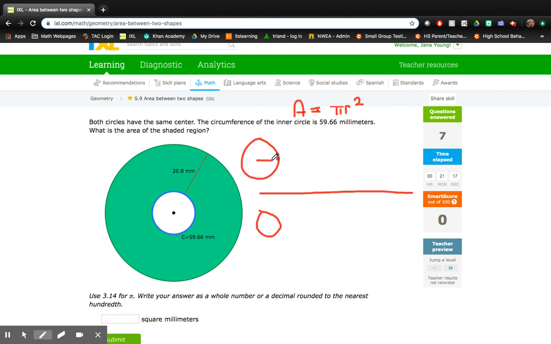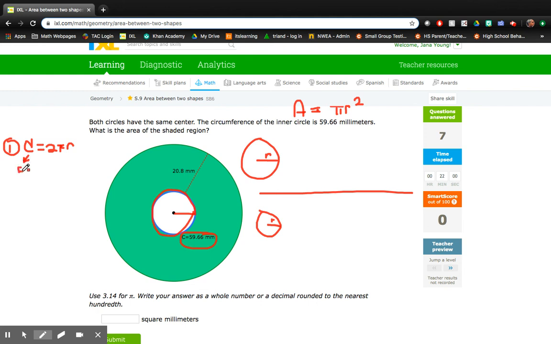And so my radius, my distance from the center to the edge of the circle in this problem is unknown, okay? Like I don't know this. What I do know is that the distance all the way around, or the circumference of that circle, is 59.66. And I can use circumference to find that length of radius because I know the circumference is 2 times pi times the radius, okay? This is a pi symbol. So my circumference, I'm just going to plug that in.